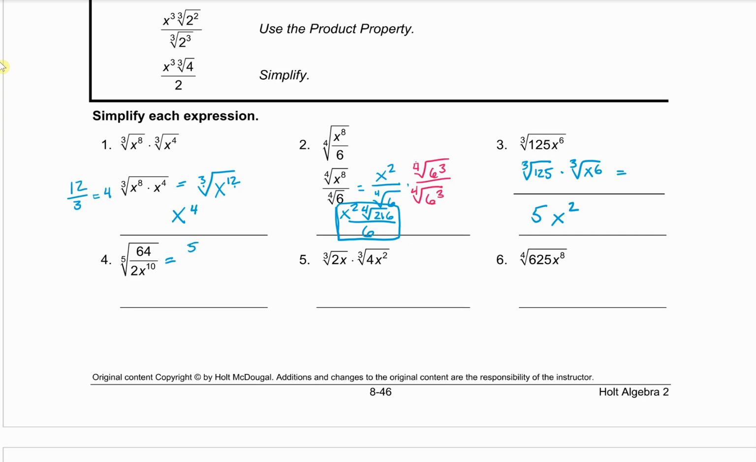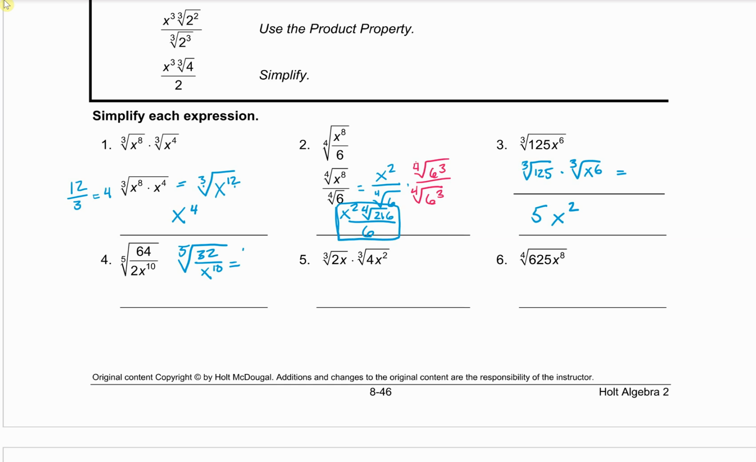I'm going to have the 5th root of 64 divided by the 5th root of 2x to the 10th. And this is going to get a little complicated. 64 is, I believe, 2 to the 5th. Actually, you know what? Scratch that. We're going to do this a slightly bit different. 64 and 2, I'm going to make this the 5th root of 32 over x to the 10th. 64 divided by 2 is 32.